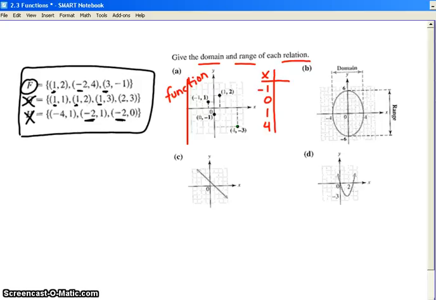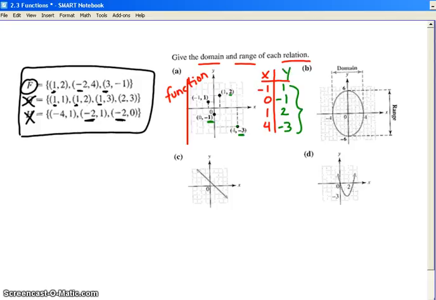Okay, the smallest y value I have is -3, and that goes with the 4. Okay, the next smallest number I have is -1, and that goes with 0. Okay, and the next one up is 1, and it goes with -1. And then the next one is 2, and that goes with the 2. So my range is all of these numbers over here.